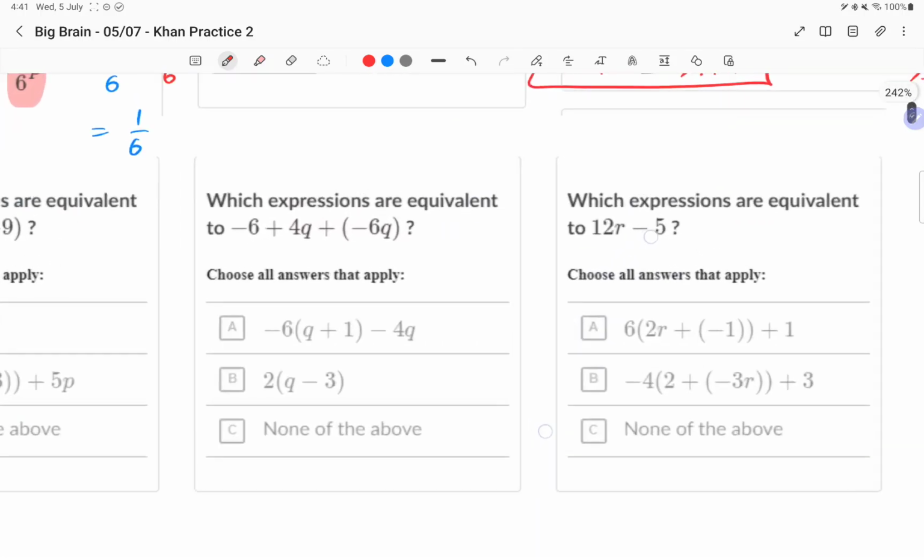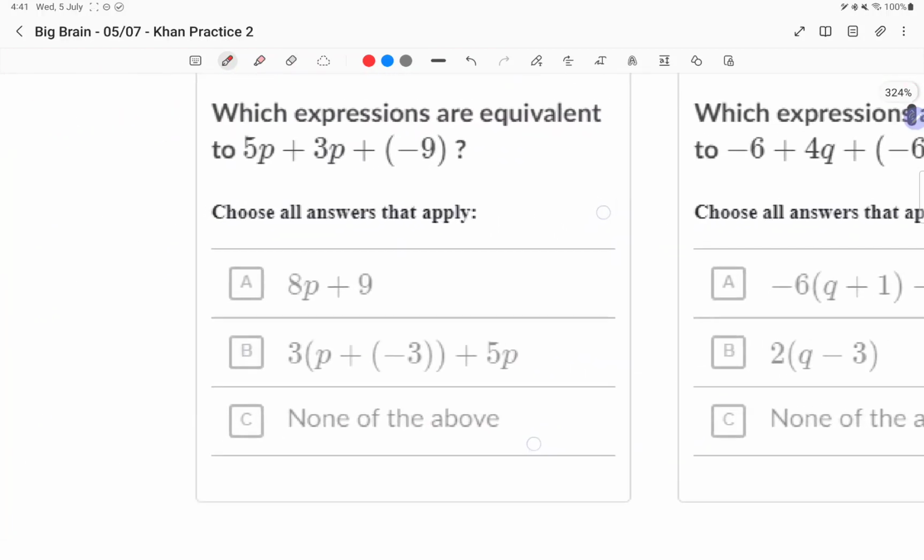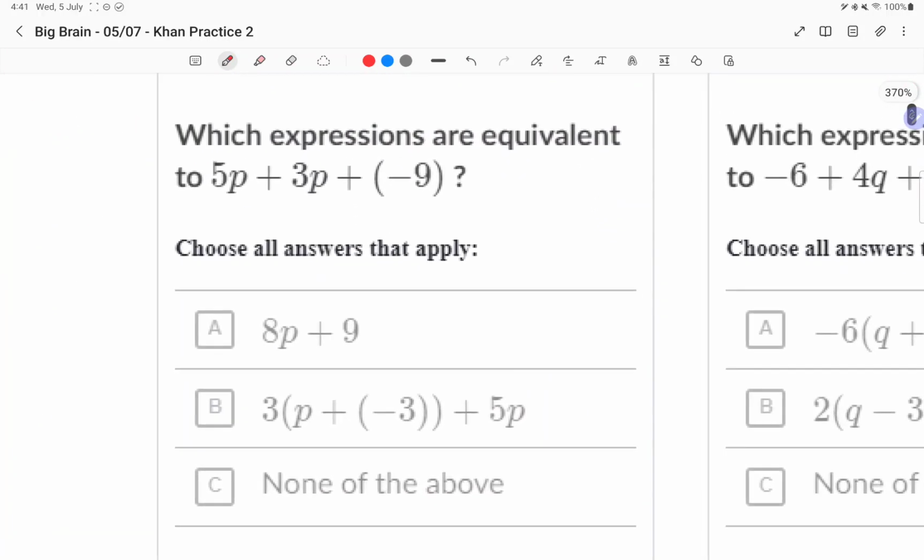Okay, yeah, so same with these ones here. For these kinds of questions, which expressions are equivalent to that expression? And they ask you to choose all answers, which means it could be one, it could be two, or well, it can't be three because if it's none of the above, then it doesn't make sense to pick anything else, right? So either A or B, or A and B, or C. So then for these ones, you actually need to work out the main expression first. So that would be 8p and then minus 9.